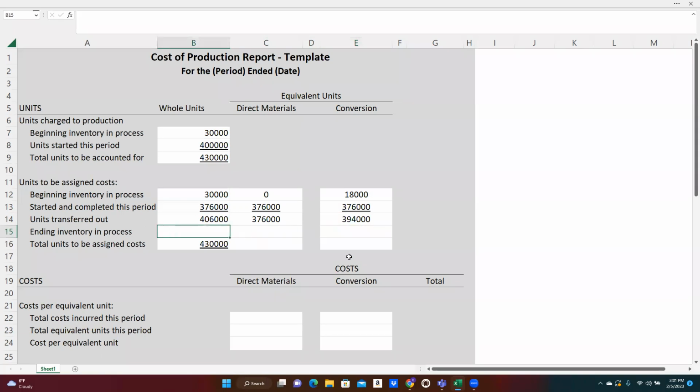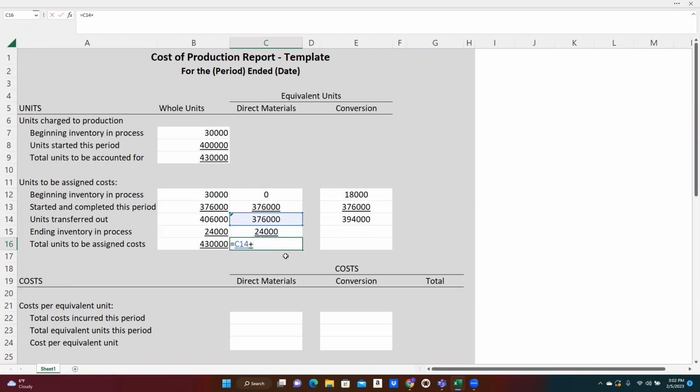Now we go to the next line, ending inventory. So we know that there were 430,000 units that we were working on at some point during this month. 406,000 of those units were finished, which means 24,000 were still in process at the end of the month. Again, our assumption is, you were told in the exercise that all the direct materials are added at the beginning of the process. So that means we added 24,000 units worth of direct materials for those units.